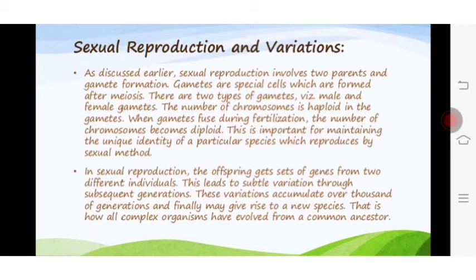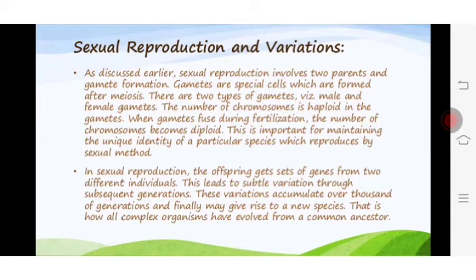So what are the advantages of sexual reproduction and its variations? Sexual reproduction involves two parents and gamete formation. Gametes are special cells which are formed after meiosis. There are two types of gametes, namely male and female gametes. The number of chromosomes is haploid in the gametes. When the gametes fuse during fertilization, the number of chromosomes becomes diploid.